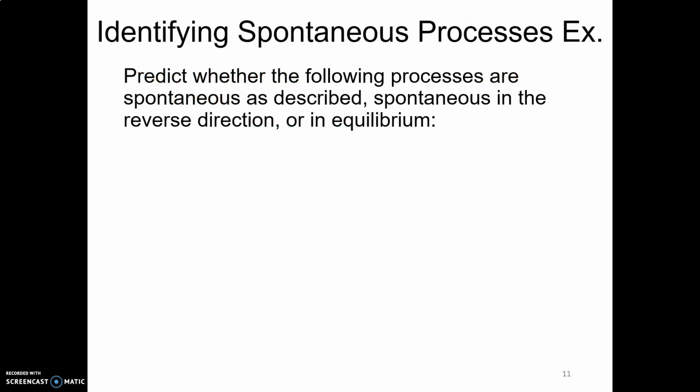Let's do some practice, and then this will be the end of this video. I'm going to pop up a process and you're going to tell me if it's spontaneous as written, spontaneous in the reverse direction, so the opposite of what's written, or if it's not going to be spontaneous at all. Because if you have a chemical equilibrium, that isn't spontaneous. It's not moving in any direction.